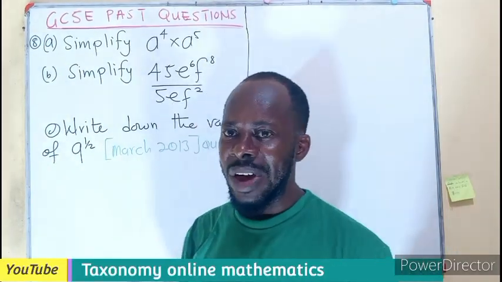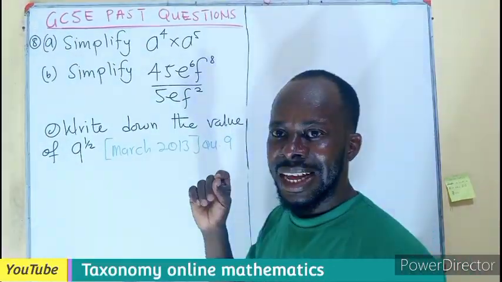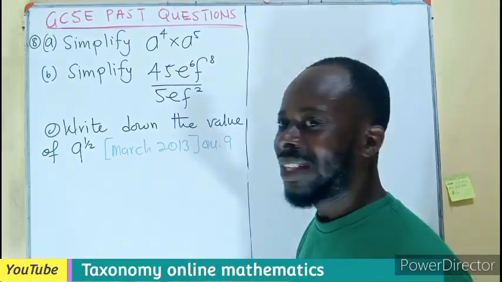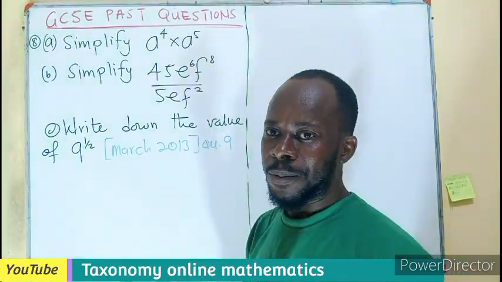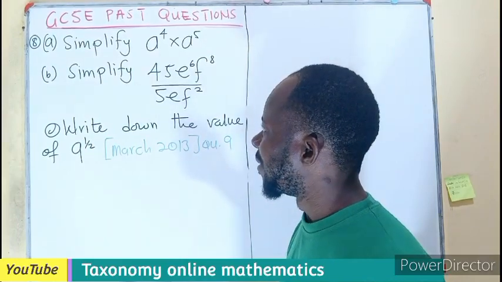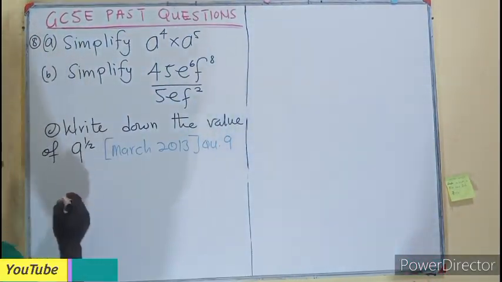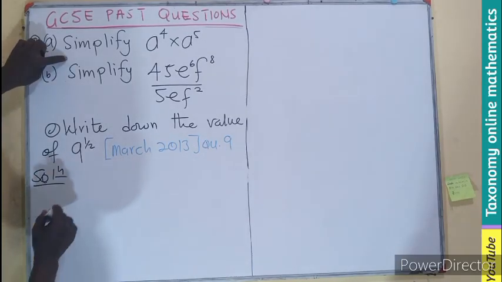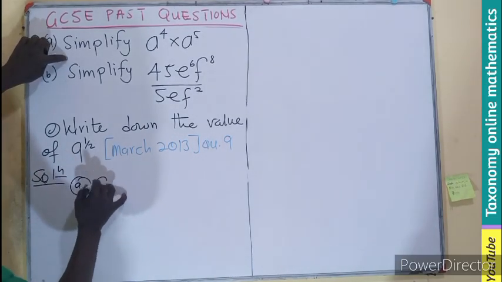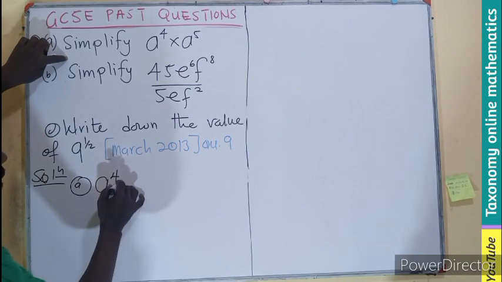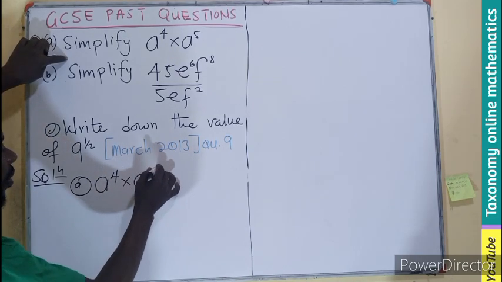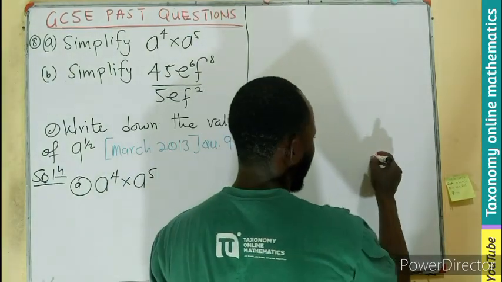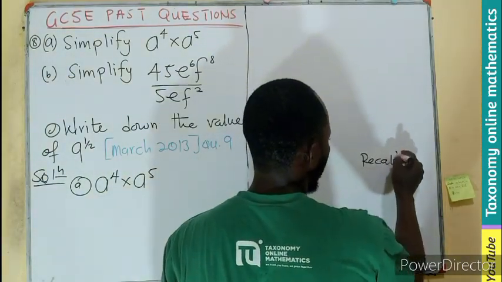Join me as we provide answer to this question under GCSE past question March 2013, question number 9. Let's deal with this under indices. Let's pick the first one, a exponent 4 times a exponent 5. This is an indices, so we need to have a record of the laws.